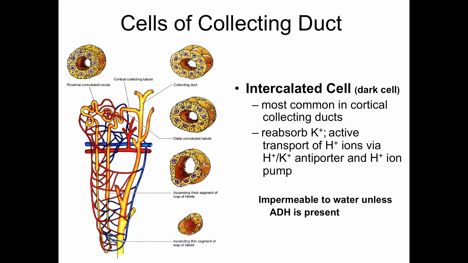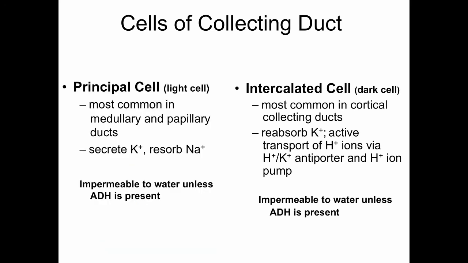These cells, the intercalated cells, are most common in the cortical collecting ducts. These cells reabsorb potassium. They're involved in active transport of hydrogen ions by virtue of having a hydrogen potassium antiporter and hydrogen ion pumps. These cells are also impermeable to water unless antidiuretic hormone is present. The intercalated cells are also called dark cells, again because of the histological staining characteristics of the cells.